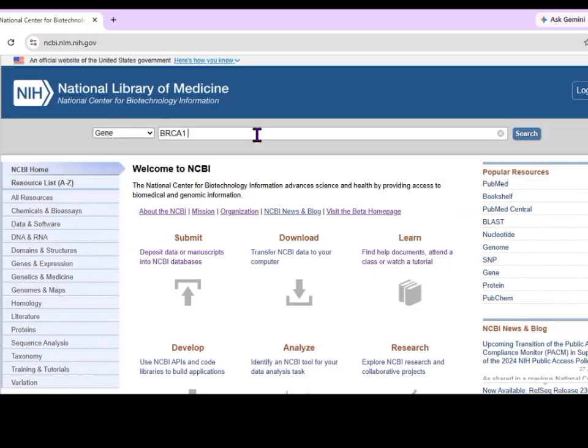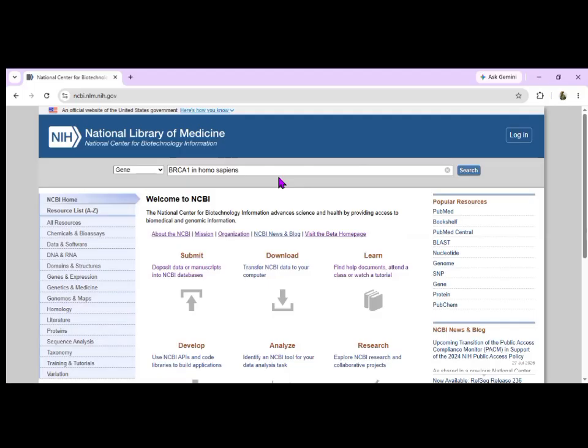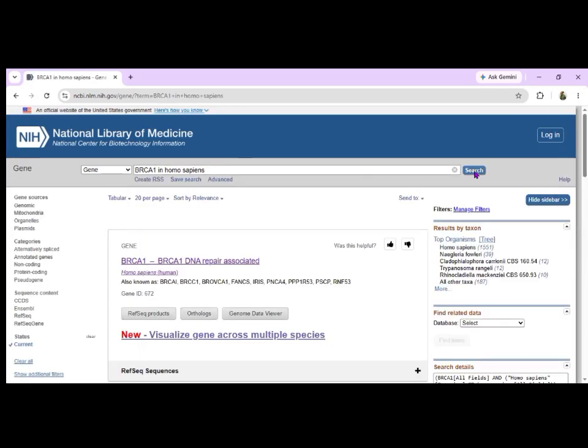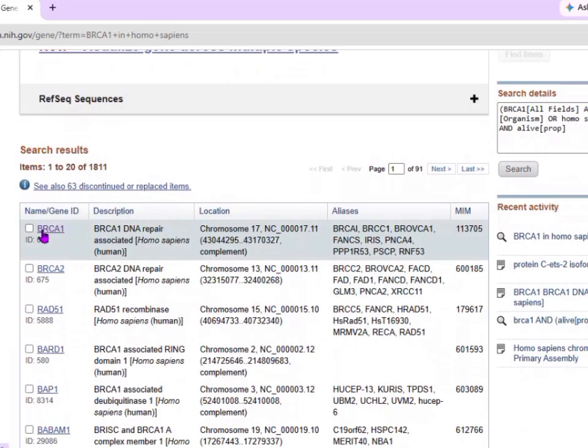BRCA1 gene in Homo sapiens. It is always important to mention the organism name because sometimes the gene name may exist in different species. So a gene name in bacteria or another organism may be the same. Therefore, adding the organism gives more accurate information. So we need to click on this gene.